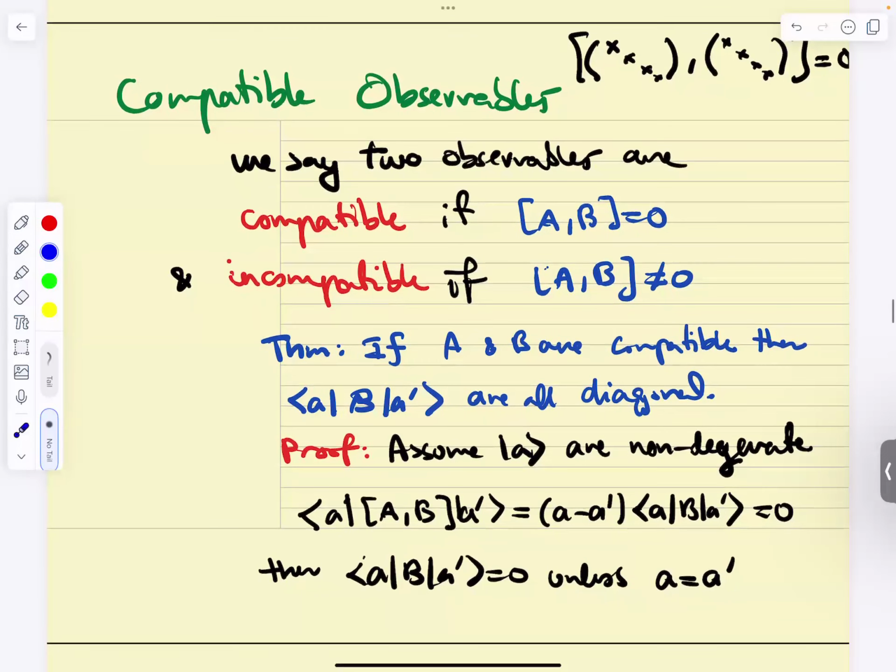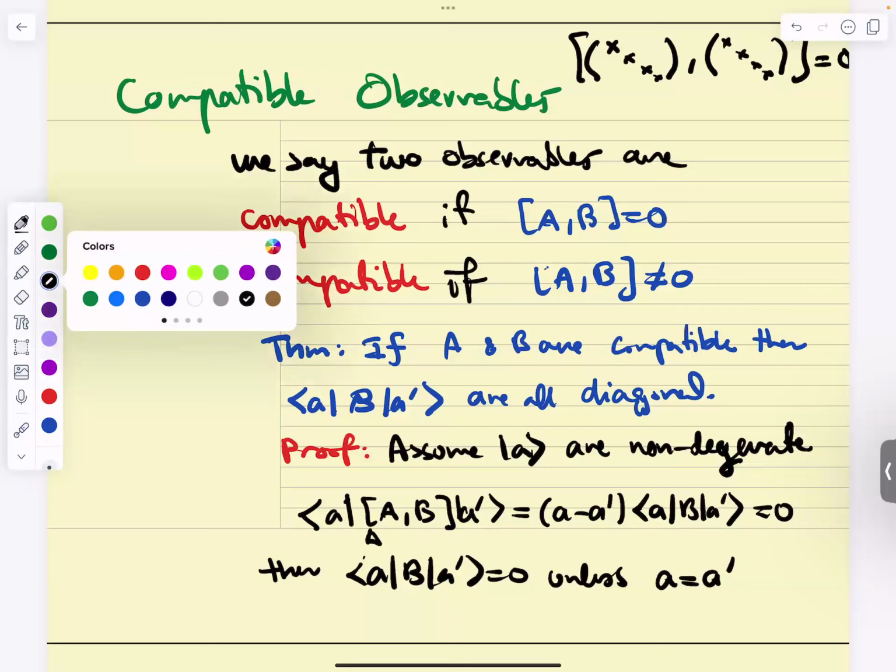So how do you prove it? Assume the kets |a⟩ are the non-degenerate eigenvectors of observable A. Let's consider the matrix elements of the commutator of A and B in the A basis. So this is what this matrix element is. I have AB minus BA, right?